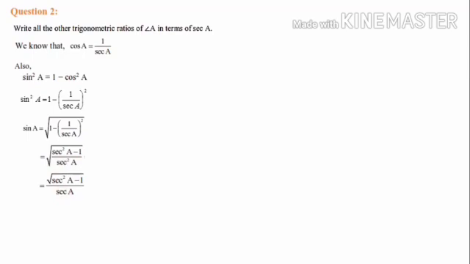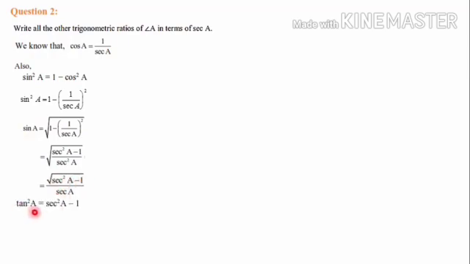We have split the square root into numerator and denominator. Numerator is root of sec square A minus 1 as it is, and denominator is root sec square A. Root and square will be cancelled, and finally we will get the denominator as sec A. So sin A we have written in terms of sec as root of sec square A minus 1 divided by sec.